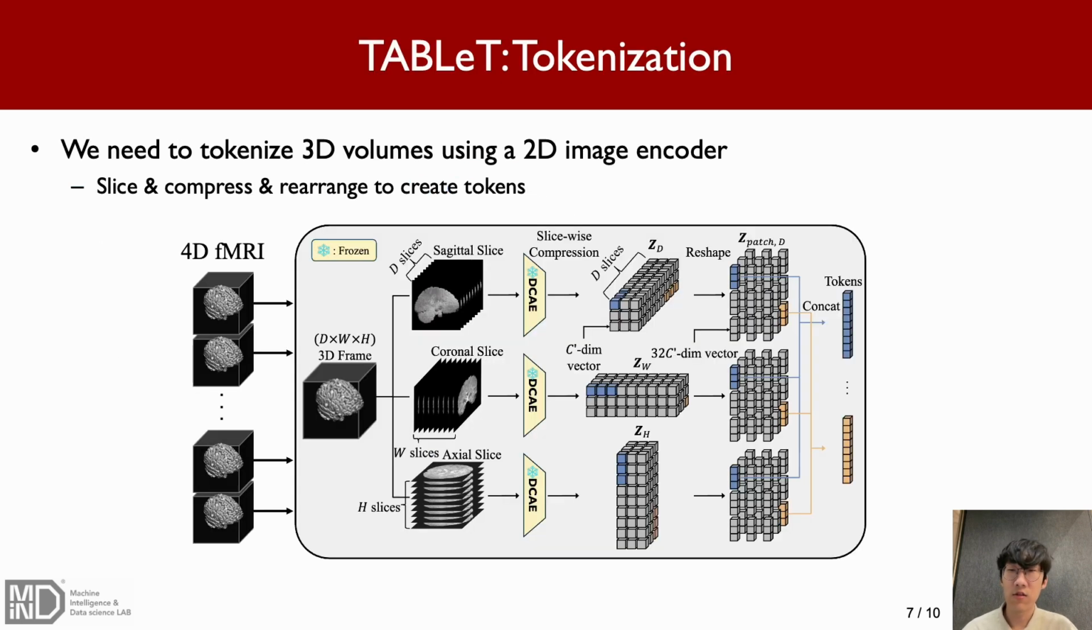Let's take a closer look into the tokenization process of TABLeT. We want to tokenize each of the 3D volumes from the 4D fMRI, and they all go through the same tokenization process. But since the autoencoder we are using is designed for 2D images, we have to slice each 3D volume into 2D images, and then independently tokenize them with the autoencoder. We then rearrange the compressed latents to form 27 tokens for each 3D volume in the final stage.